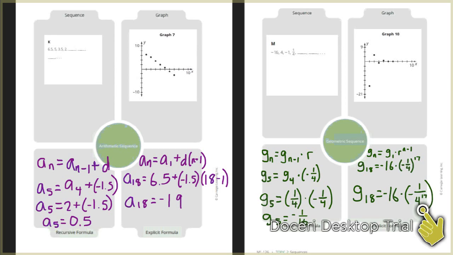All right. So there's an example of what you need to do. You can even use these two examples. So you have two done. So your task is to complete the rest of these tables or graphic organizers or whatever you want to call them, where you are matching the graph with the sequence and then writing the recursive and the explicit formula. Okay?